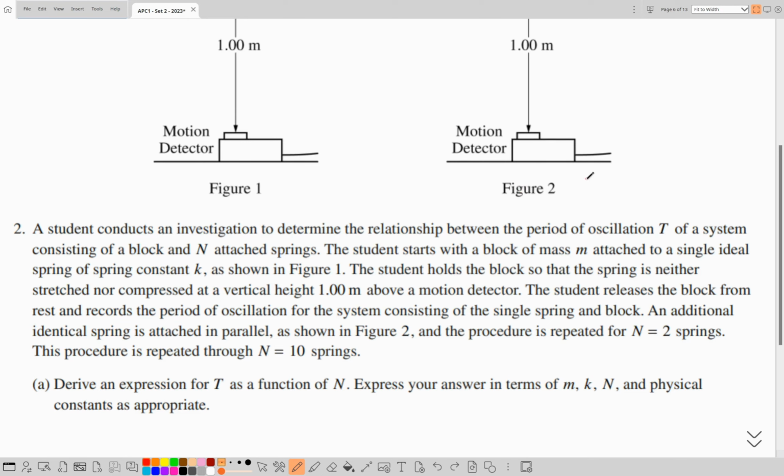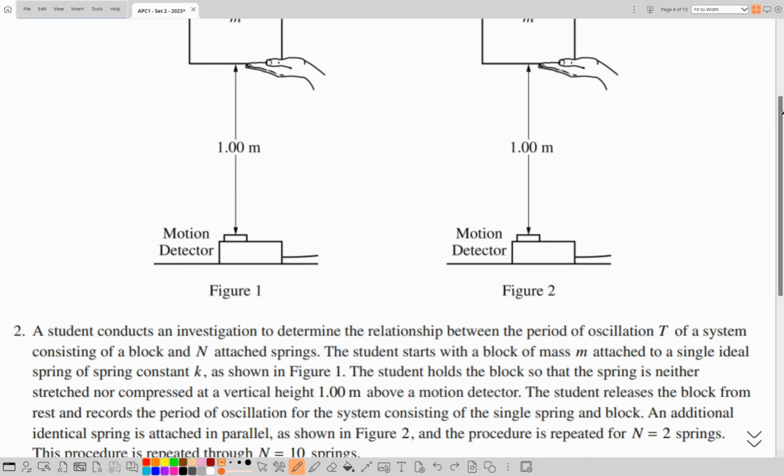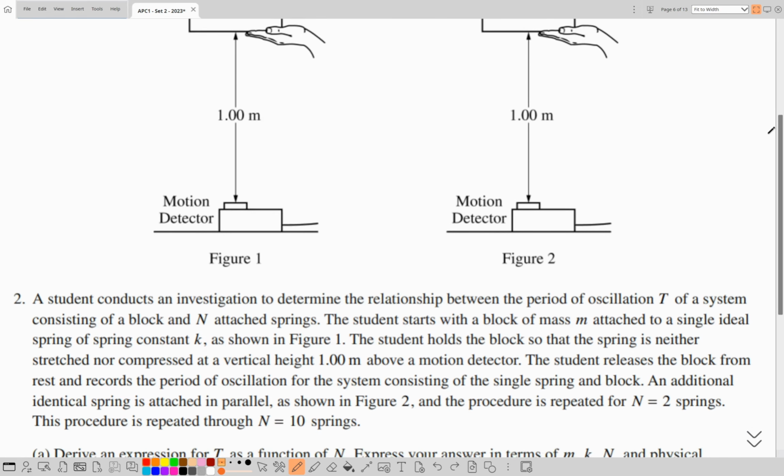Hello APC Mechanics students, today we'll solve the past paper of RQ 2023 Set 2, exercise number 2. Now always remember that the figure happens to be above the text.